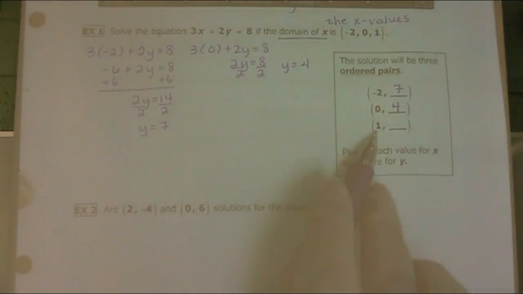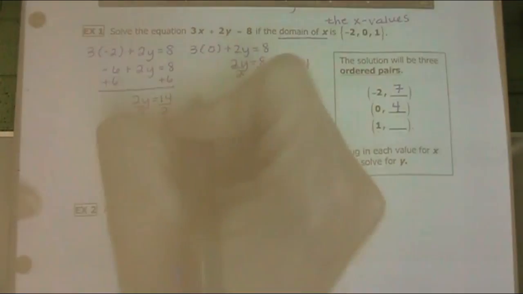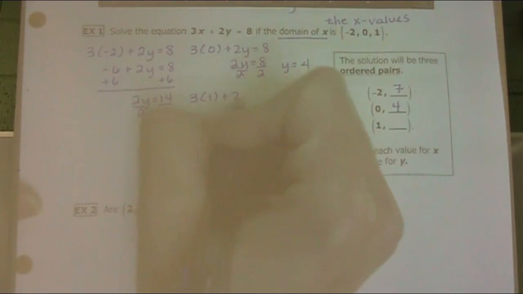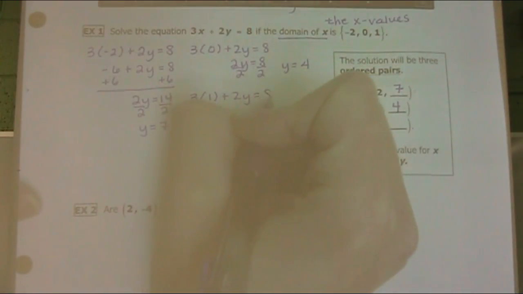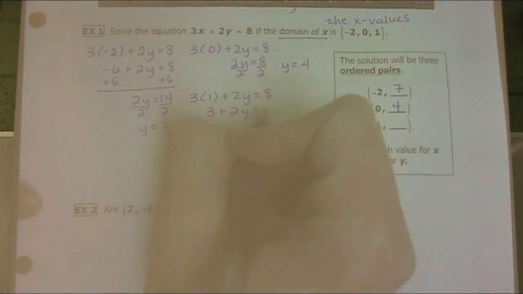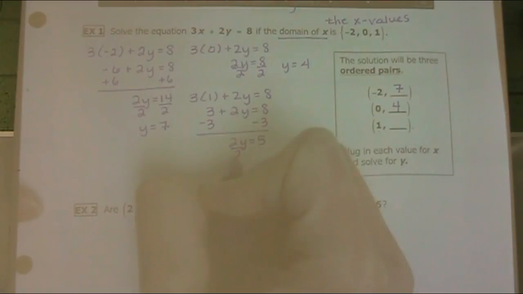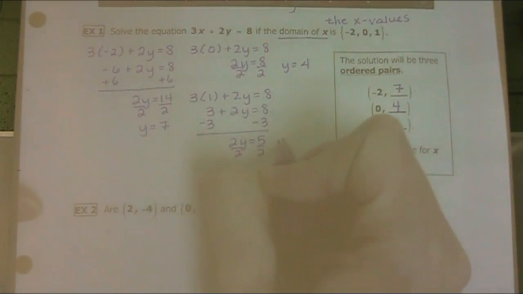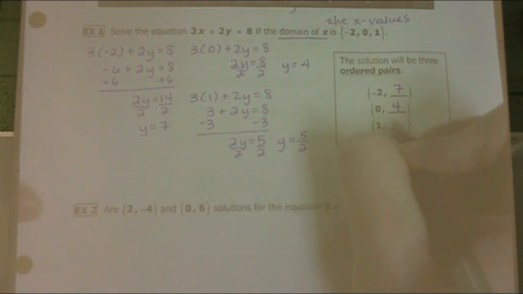Let me do the next one. Here I have an x value of 1. So I have 3 times 1 plus 2y equals 8, which gives me 3 plus 2y equals 8. Subtract 3 from both sides, and I have 2y equals 5. Divide both sides by 2, and I have y equals 5 over 2. So my point is (1, 5/2).